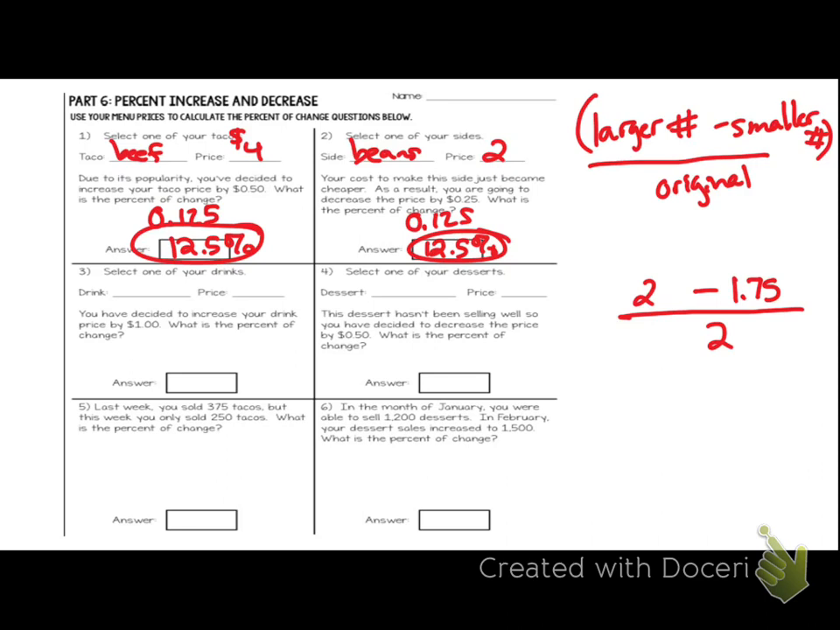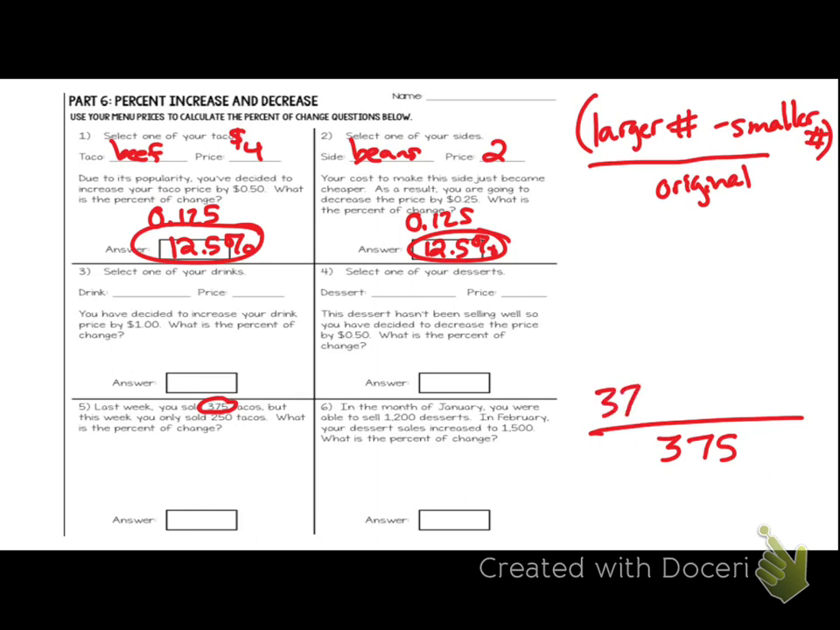We're going to follow the same formula that we have over here in the top right. We jump to number 5. It says last week you sold 375 tacos, but this week you only sold 250 tacos. What is the percentage change? Well, this is your original, because that's what you did last week. So that has to be on the bottom, the 375, okay? Because that's what you originally started out as.